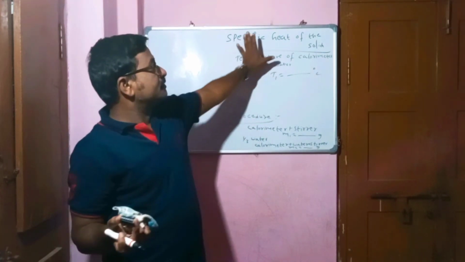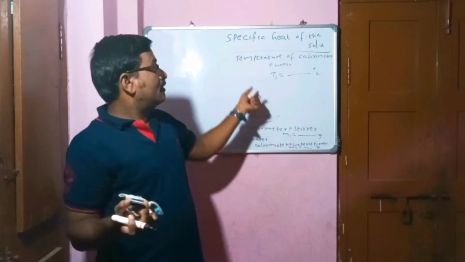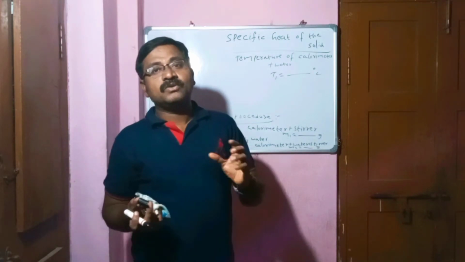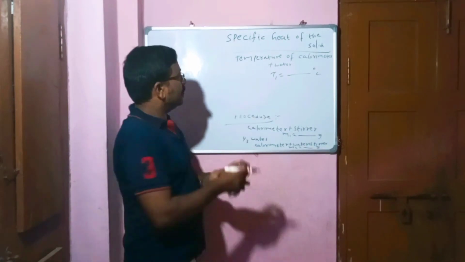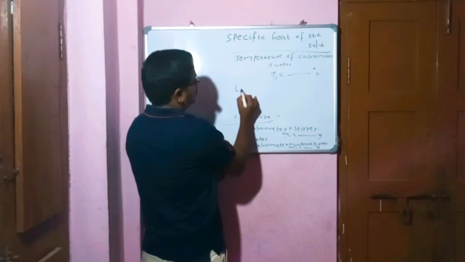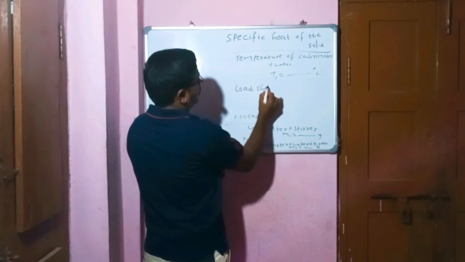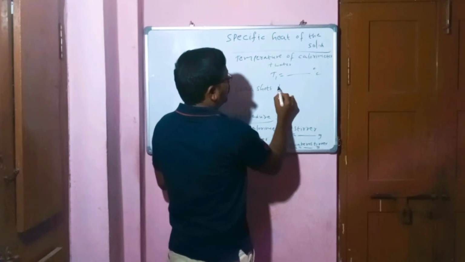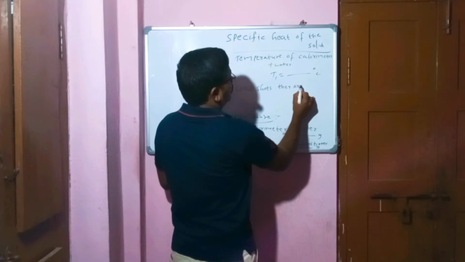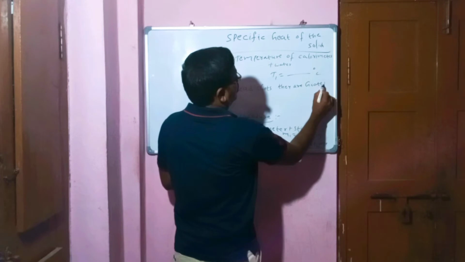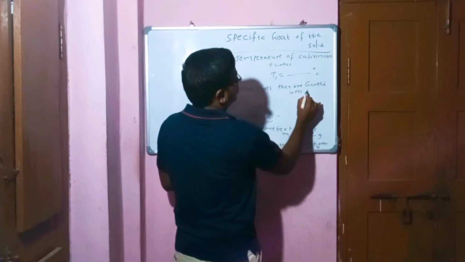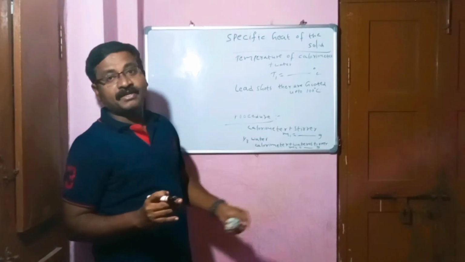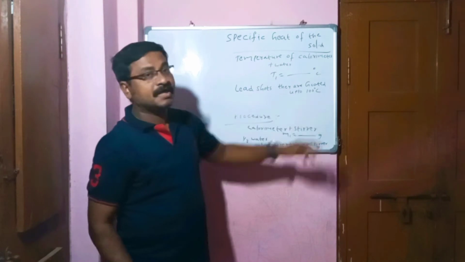So what is the principle involved in the specific heat of the lead shards? The principle of the method of mixtures, or principle of calorimetry: net heat lost by the hot body is equal to net heat gained by the cold body. Here the lead shards are solid. They are heated up to 100 degrees centigrade using the steam heater or stove. That is called T2.